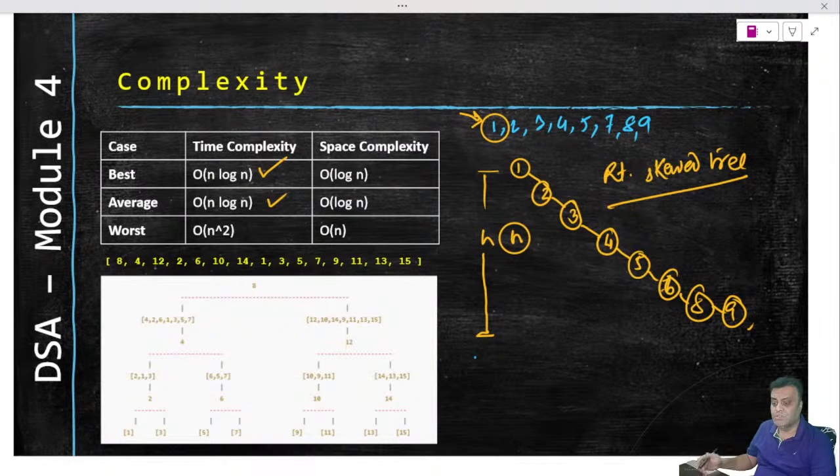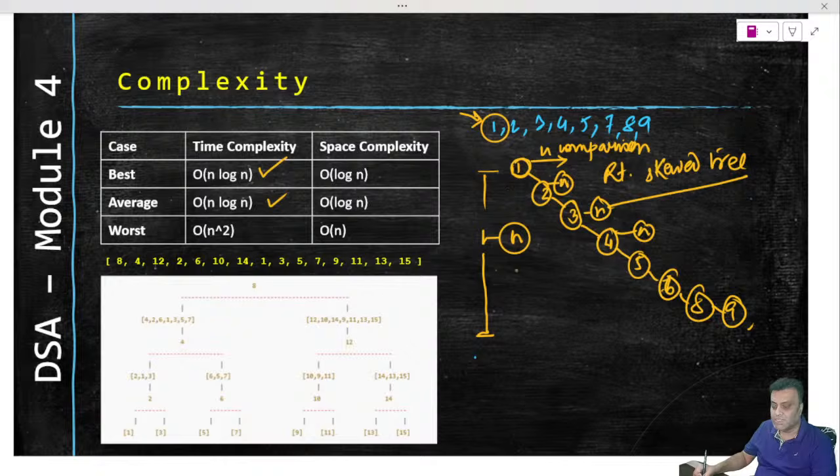So my right skewed tree will return me with n. I told you, each level we are doing n comparisons to find out this pivot. Here also we are doing n comparisons, here also we are doing n comparisons to find out this pivot.